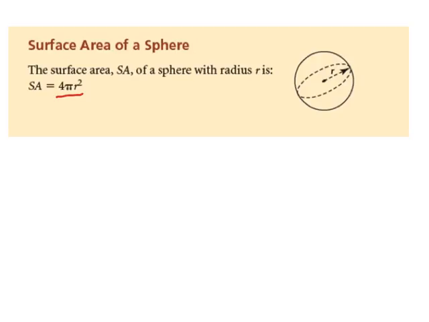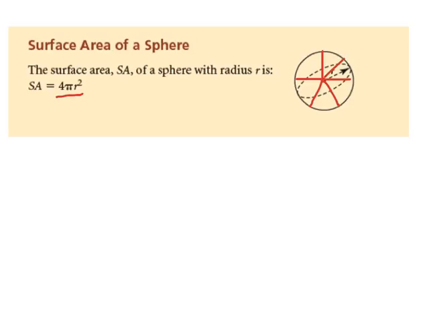Recall that the sphere is a three-dimensional object that has a specific radius. That means this radius is the same for the distance from the center to the outer perimeter of the sphere.